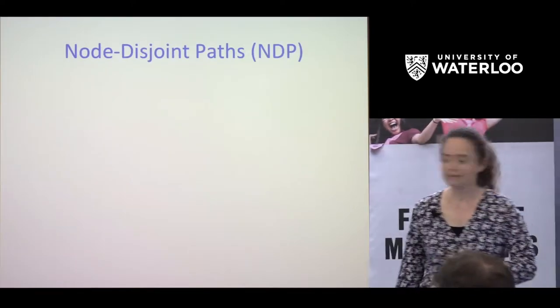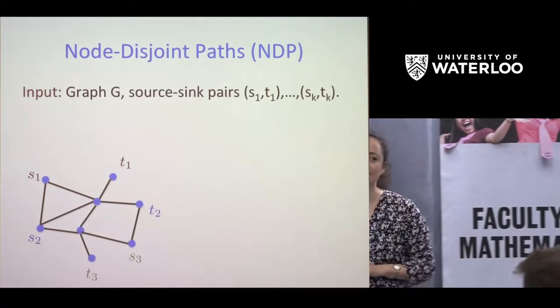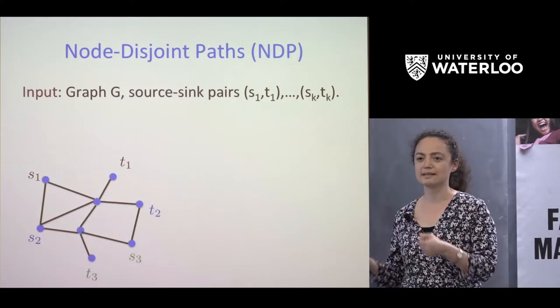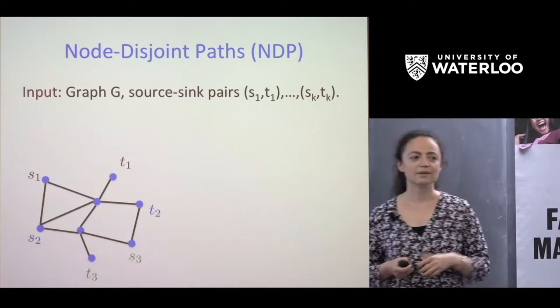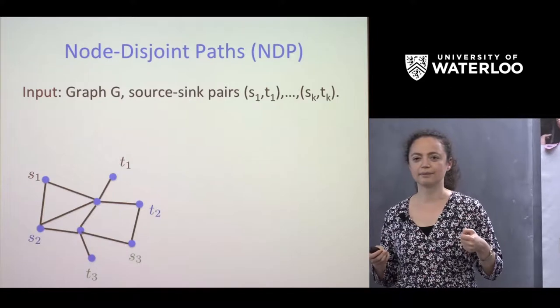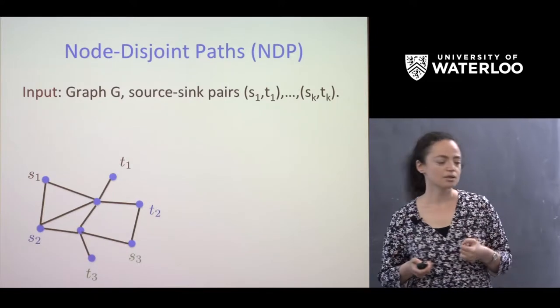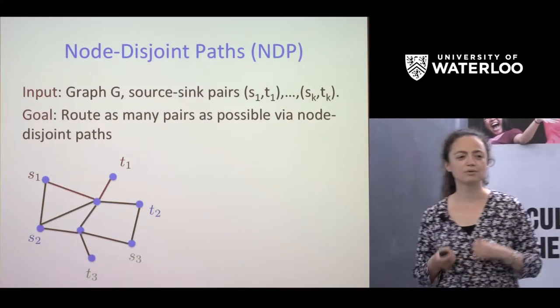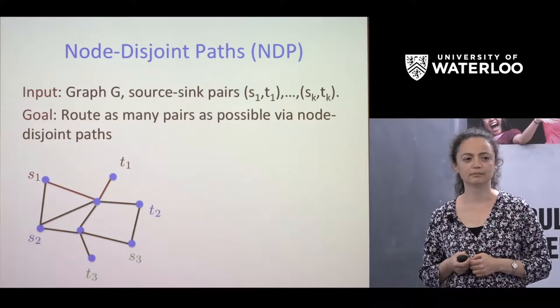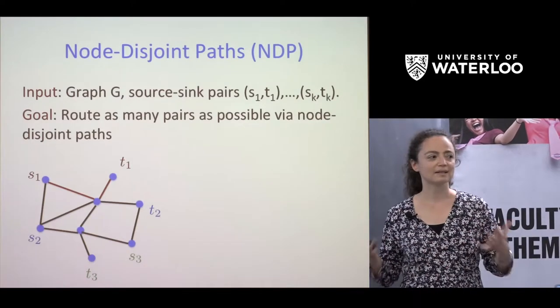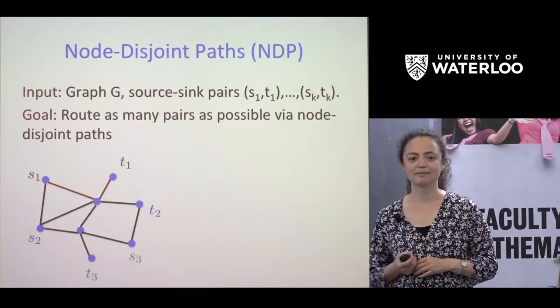So what's the node-disjoint paths problem? You have a graph, and in this graph you have pairs of vertices, S1, T1, S2, T2 through SK, TK. We call them source-destination or demand pairs. These are pairs of vertices that want to talk to each other. I want to route as many of them as possible. To route a pair, I need to choose a path connecting that pair. And I require that the routing is done on paths that are node-disjoint, as the name suggests.